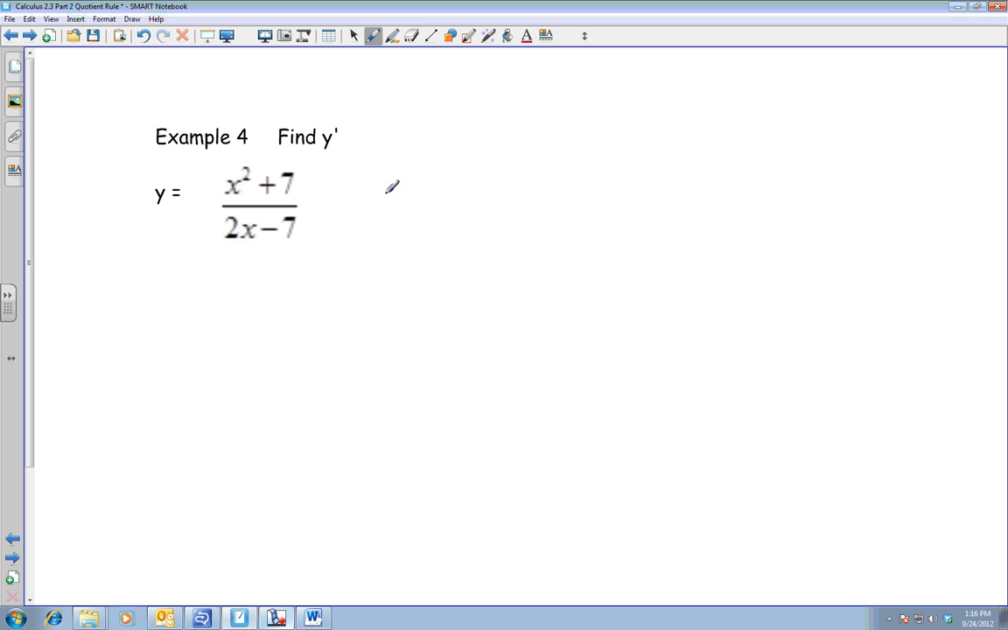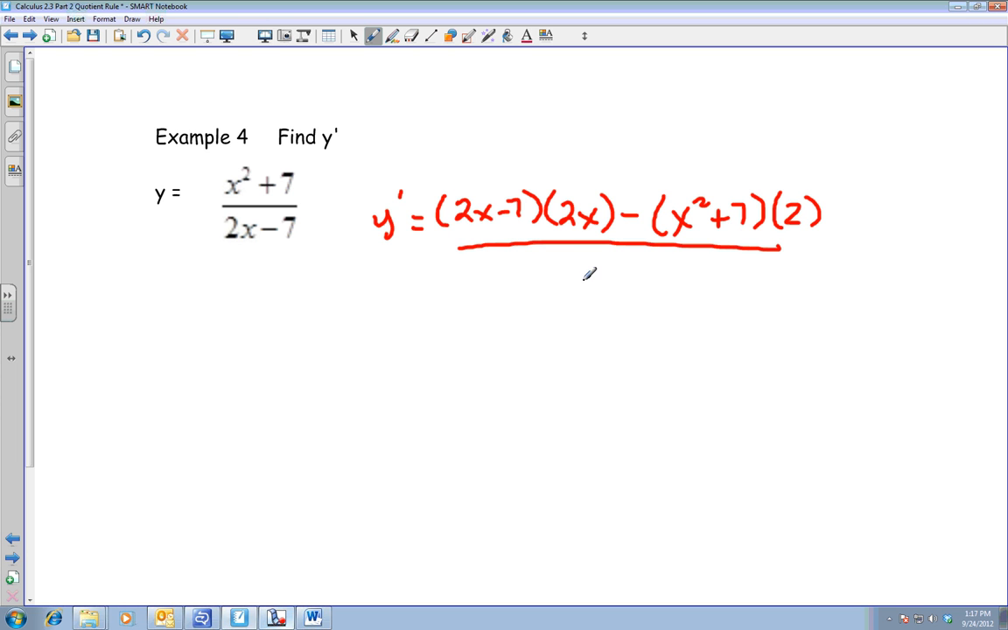x squared plus 7 over the quantity 2x minus 7. Y prime equals low d high. So low term times the derivative of my high term, 2x. So low d high minus high d low, my high term times the derivative of my bottom term, cross the line, and square the low.